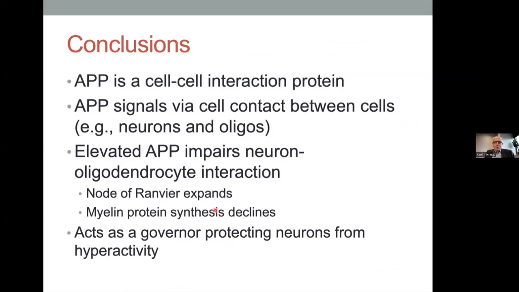So what else can APP do? Well, it looks like not only is it acting to affect the physiology of the neuron, but it also looks like it's affecting the cell-cell interaction between neurons and oligodendrocytes. And the argument is that this elevated level of APP, such as you find with age, with Alzheimer's disease, and with excessive neuronal activity, actually impairs the interaction. The node expands, myelin protein synthesis declines, and once again, we have APP acting as a neuroprotection device in neurons.